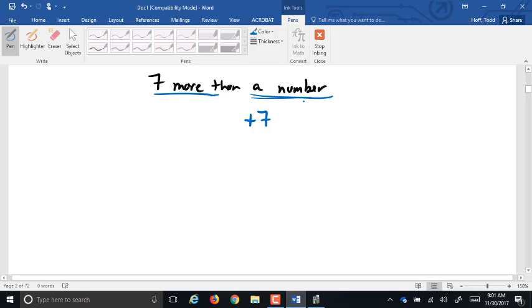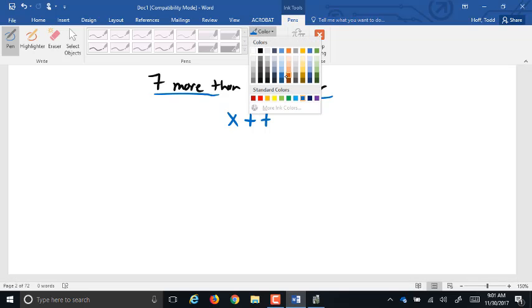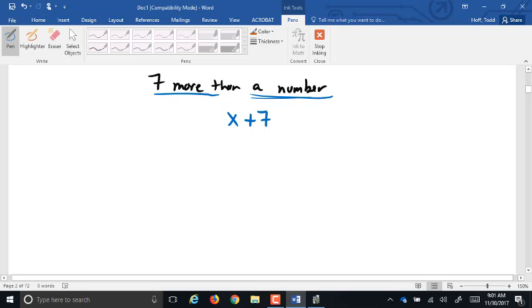More than a number, well, 7's been added to a number is what that's saying. How do I express the number? X, and whatever letter I want to use for that variable. We'll use X for it right now. What other phrases out there could be used to indicate X plus 7?